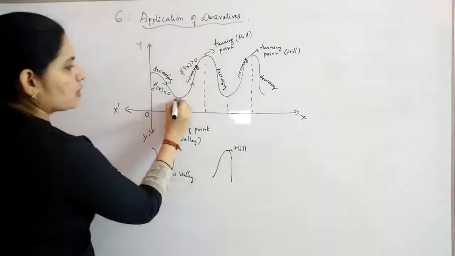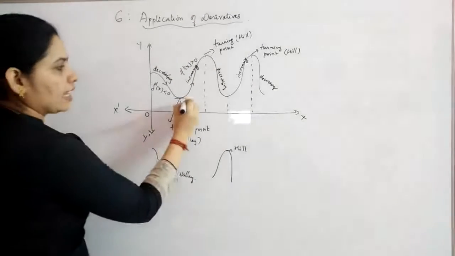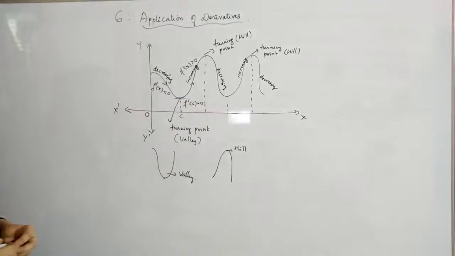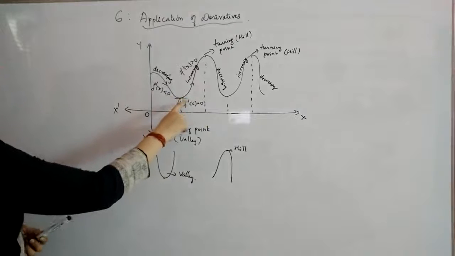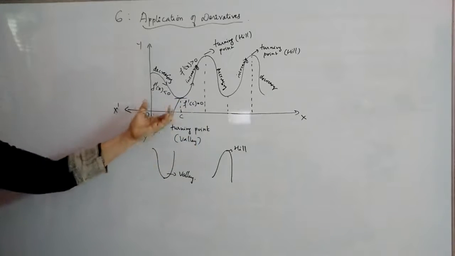So at this point you have a point here, suppose C, at which you can have the derivative as 0. That is, here you can see the tangent is parallel to the x-axis. So the derivative, that means the slope of the tangent, is 0.